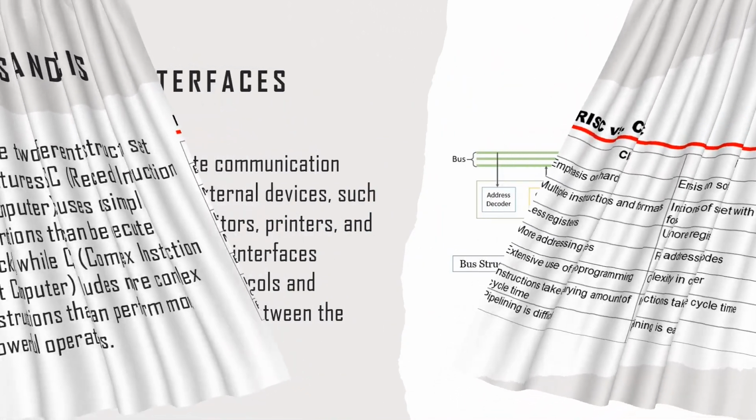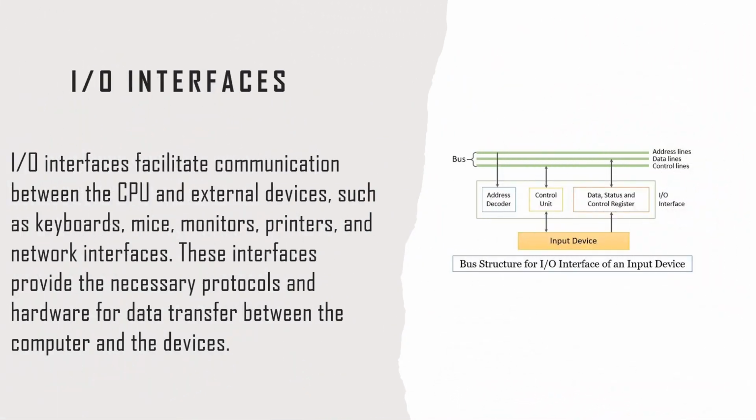Twelfth, we try to understand about I/O interfaces. I/O interfaces facilitate communication between the CPU and external devices such as keyboards, mic, monitors, printers, and network interfaces. These interfaces provide the necessary protocols and hardware for data transfer between the computer and the devices.